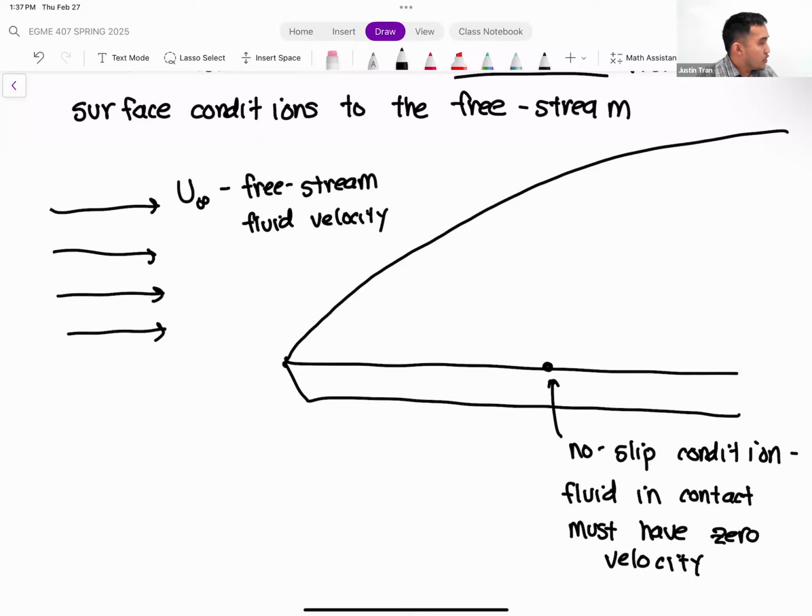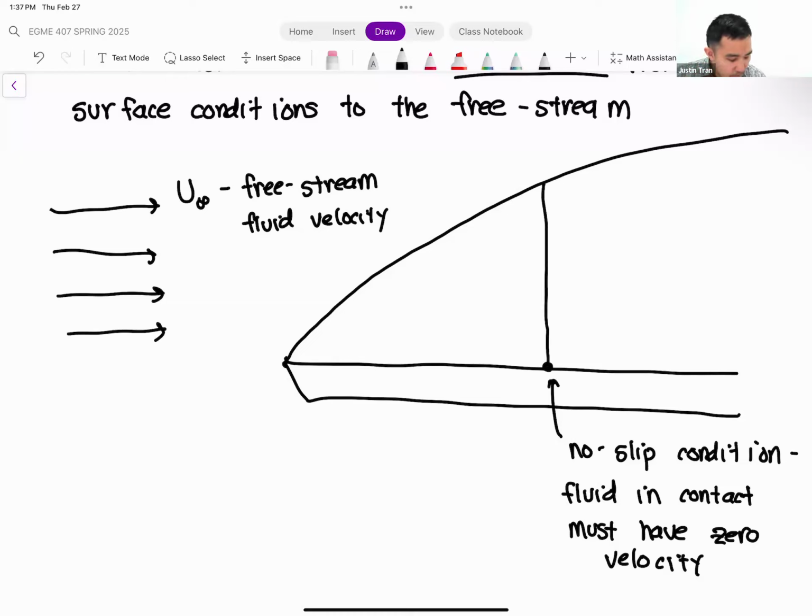So at the surface, we know that our velocity has to be 0, but in the free stream, the velocity has to go up to U infinity. To go from 0 to U infinity, there has to be some kind of smooth transition. It can't be discontinuous. The boundary layer is where that transition takes place.